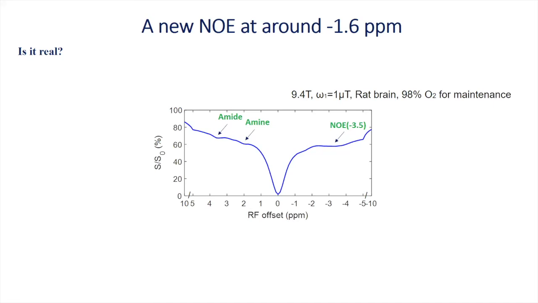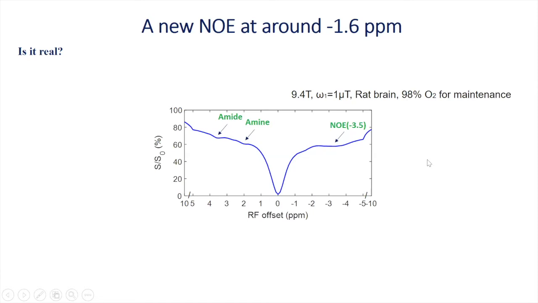Okay, so in the second part of this talk, I want to introduce a new NOE signal at around -1.6 ppm. Here is this spectrum. It's from a rat brain at 9.4 Tesla, and we have 98% oxygen for maintenance. On this spectrum, we can find there are multiple dips. This is amine and NOE at -3.5 ppm.